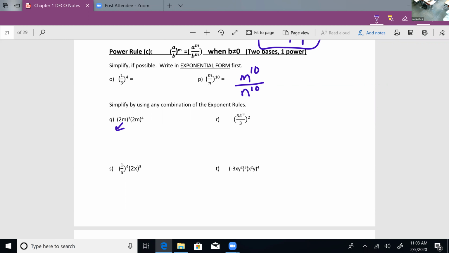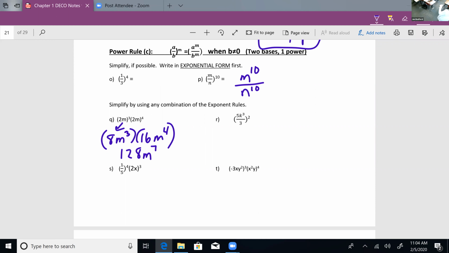2 times 2 times 2 is 8. M to the 3rd power times, now let's do 2m to the 4th power. So we had 2 times 2 times 2 is 8, times 2 more is 16, m to the 4th power. So if I multiply these together, what's 16 times 8? 128, m to the 7th, because if I'm multiplying and bases are the same, that's when I add the exponents.